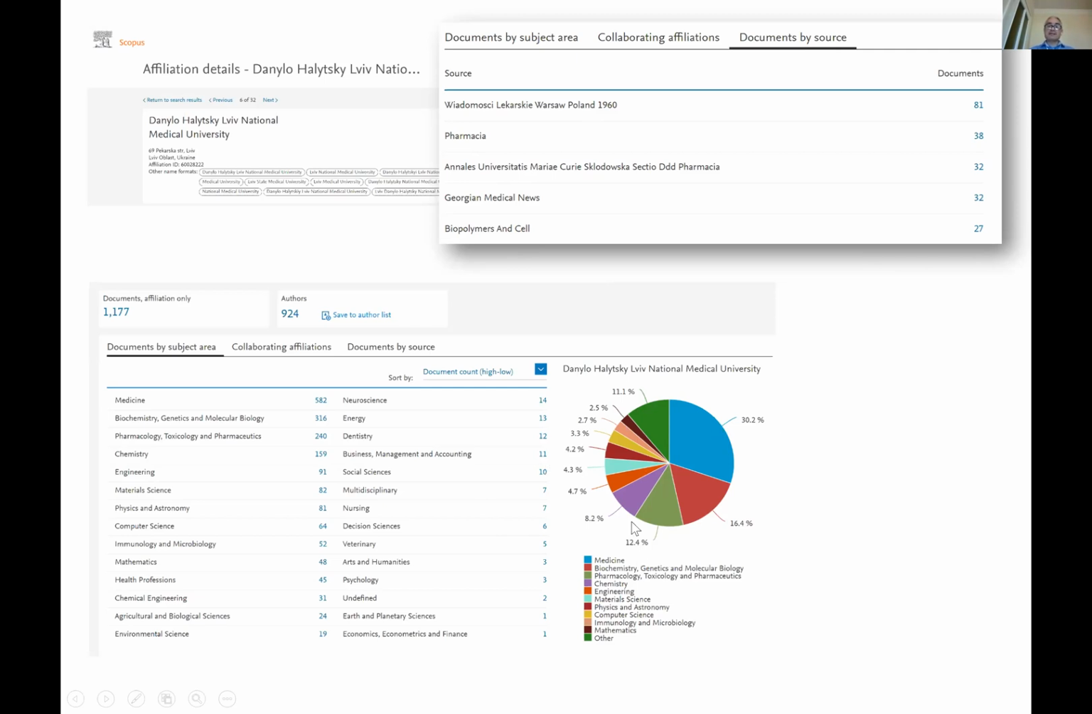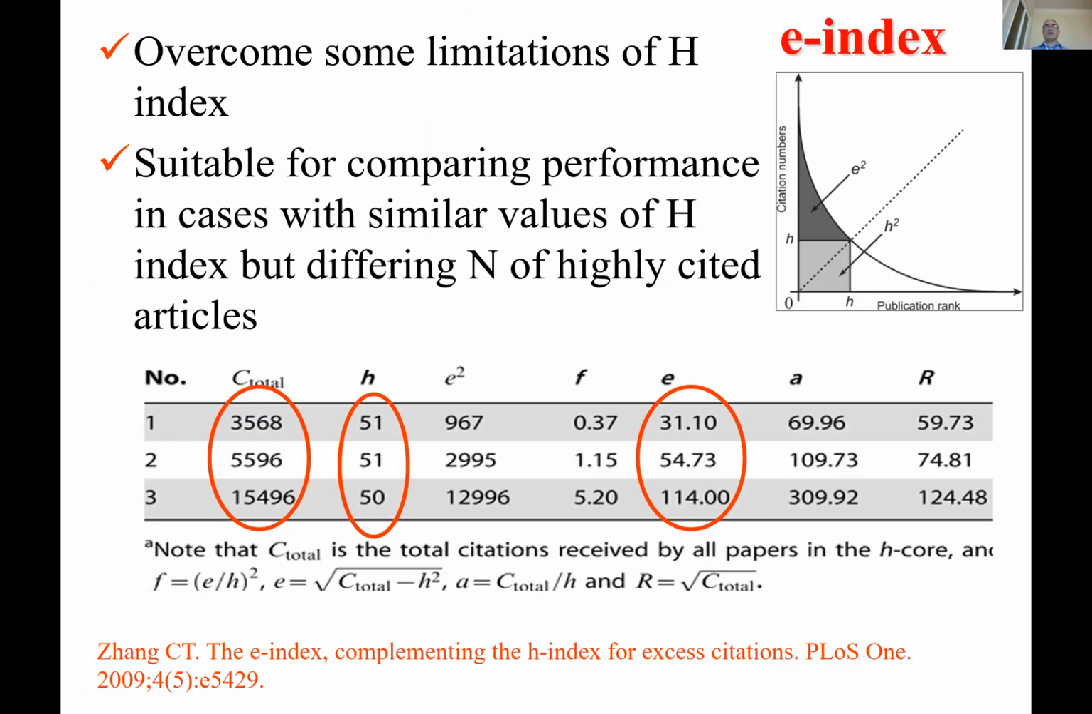articles coming from Danylo Halytsky are related to medicine, but there is also biochemistry. So I know that medical chemistry specialists are influential in terms of publication activity. And we also have many other specialists contributing to the publication activity of this university. So Scopus publication and citation activity metrics can nowadays also be calculated based on analyzing the Scopus database.